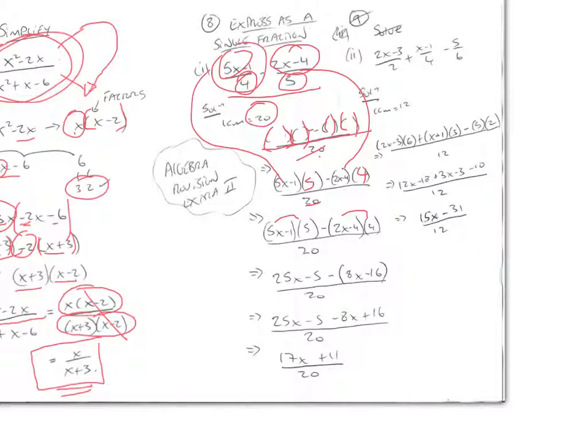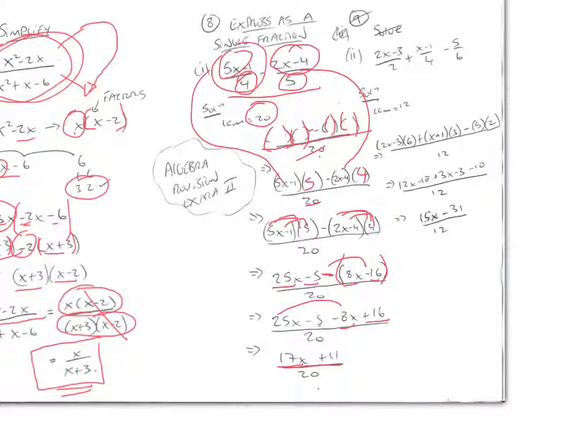So 5x by 5 is 25x, and minus 1 by 5 is minus 5. And then we'll just keep this safe here. We'll say 2x by 4 is 8x, and minus 4 by 4 is minus 16, and there's that minus sign outside. Be careful of that always. So we have 25x minus 5, and we'll break open the bracket, minus 8x, and minus 16 is plus 16. So 25x minus 8x is 17x, and minus 5 plus 16 is plus 11, all over 20.